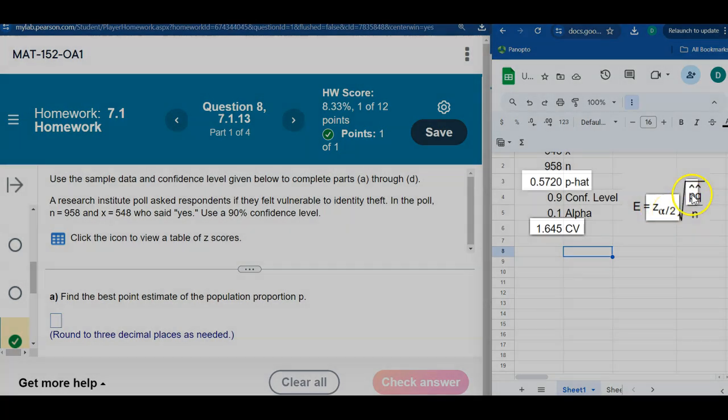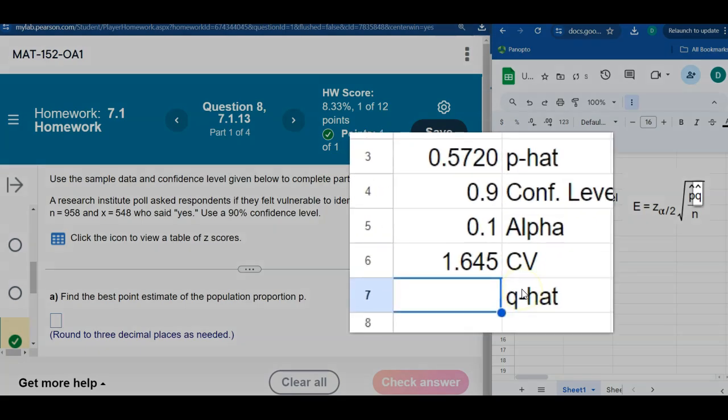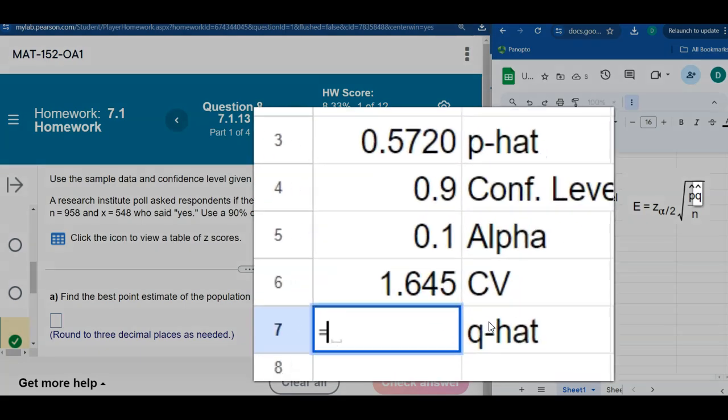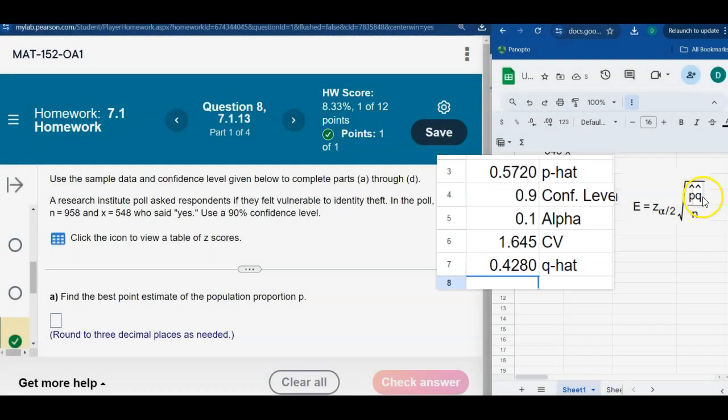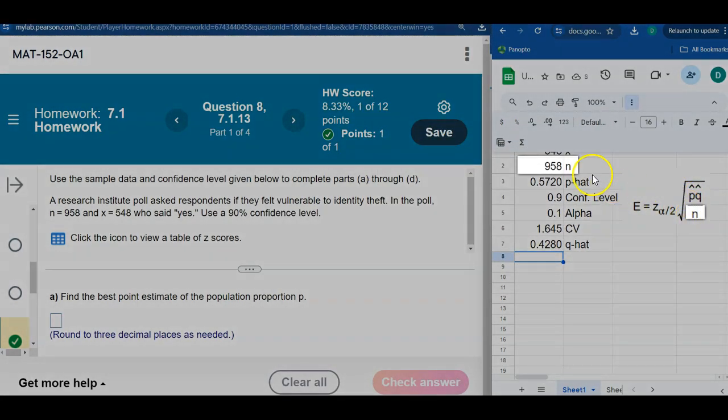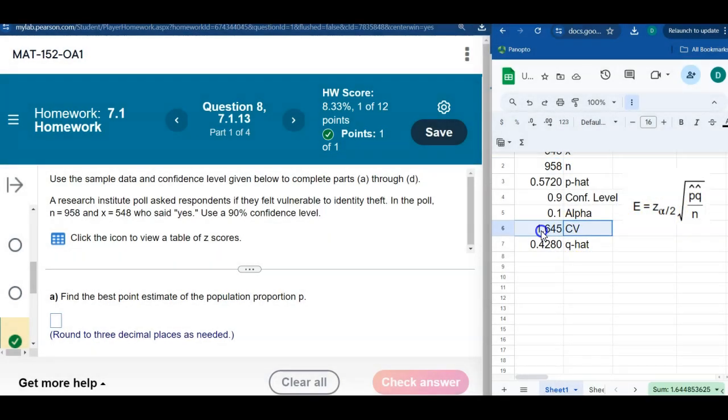Okay, now P hat we've already got. There it is. So that's the P hat in this formula. We need Q hat. Q hat is just 1 minus P hat. So I can do equals 1 minus P hat. So there's P hat, there's Q hat, and N is right there. And then there's the Z alpha over 2. That's the critical value.